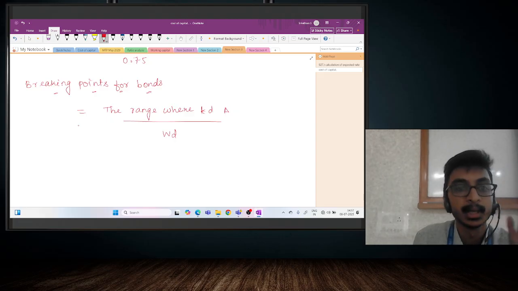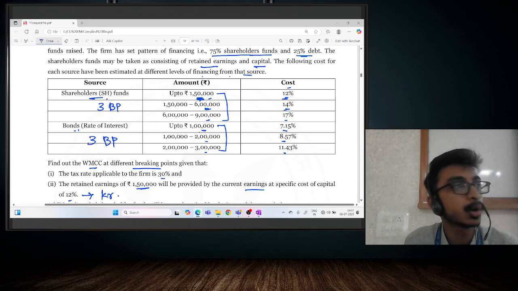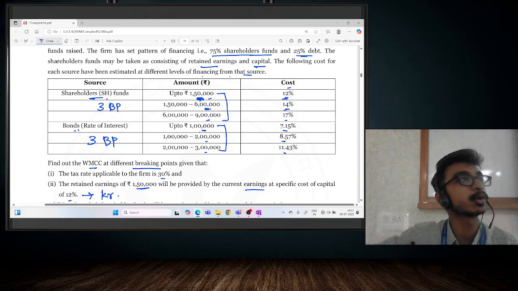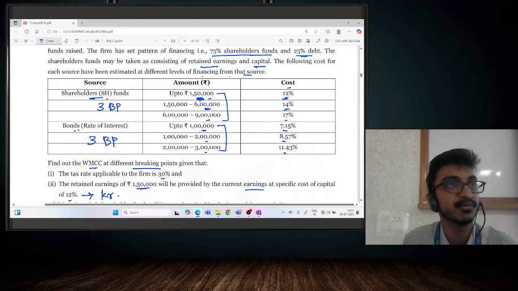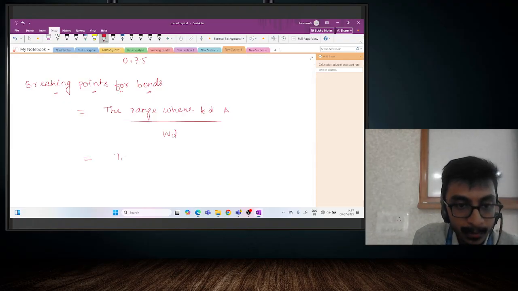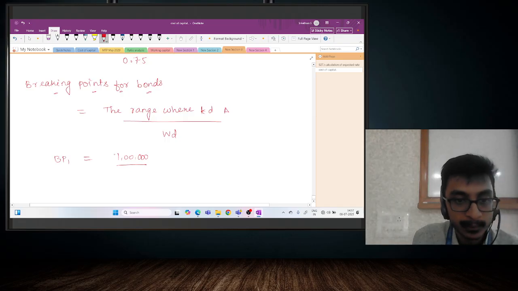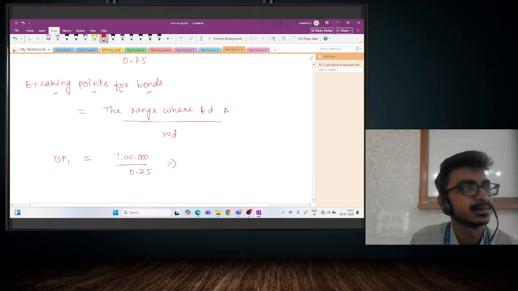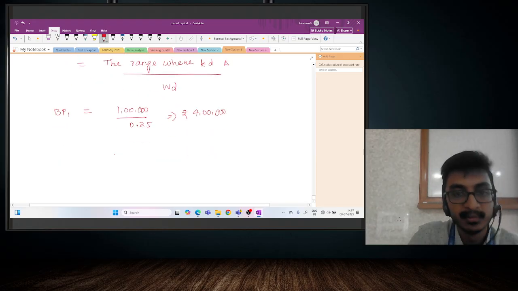Clear? So now up to 1 lakh rupees we can borrow at 7.15%, but if we are going beyond 1 lakh rupees, KD is increasing to 8.57%. So 1 lakh divided by the weight of debt. So this is breaking point 1, 0.25. How much do we get? 4 lakh. So this is 4 lakh rupees. Okay.